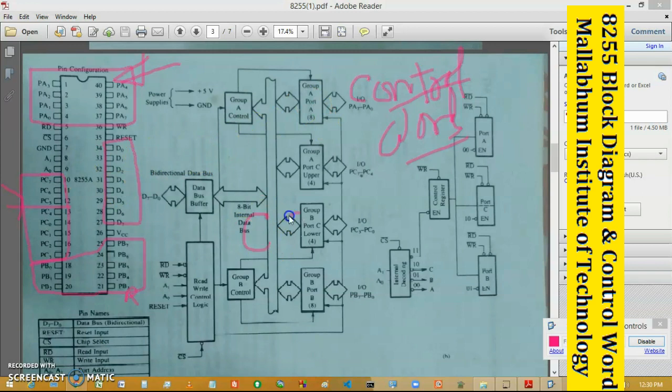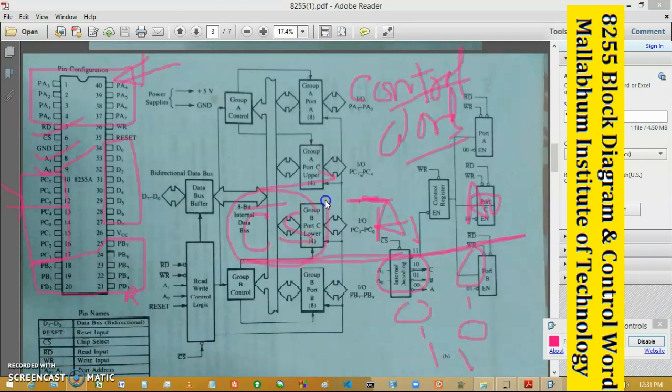And next is CS bar. You can see this is CS bar, this is A1 and this is A0. These three are used in conjunction, that means as a whole. These three as a whole decide which port is to be selected. If it is 00, port A is selected. If it is 01, port B is selected. If it is 10, port C is selected. And if it is 11, the control register is selected.